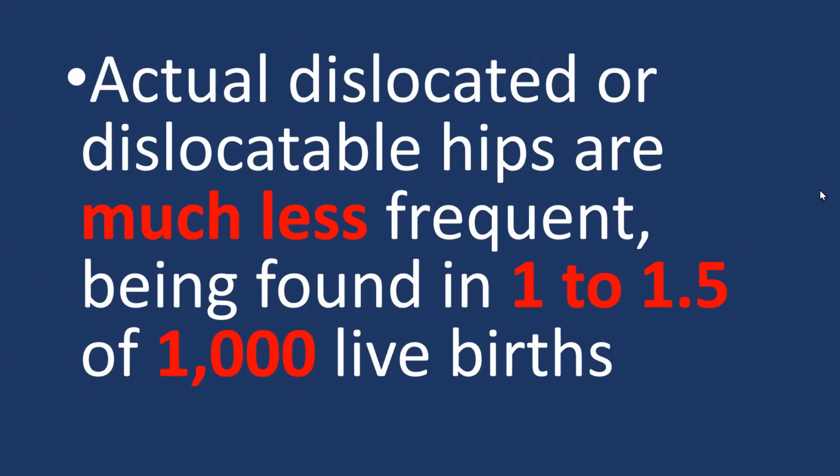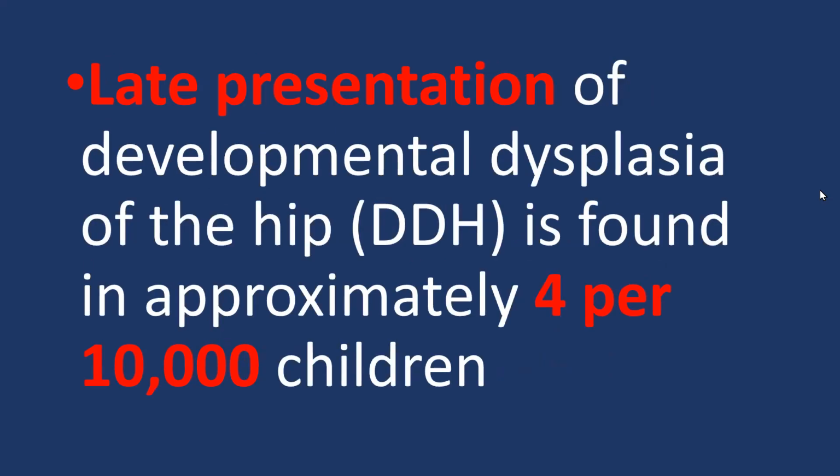Okay. Actual dislocated or dislocatable hips are much less frequent, being found in 1 to 1.5 of 1,000 live births. يعني إذا سألوكم قديش طلعوا بال1000 عدوا 1000 ولد بتلاقي منهم 1 ل 1.5 يمكن يكون عنده DDH.